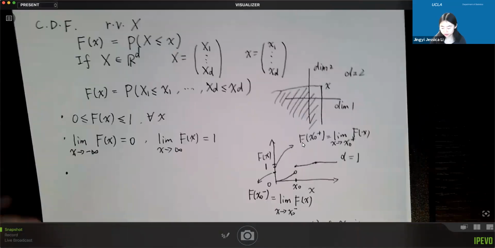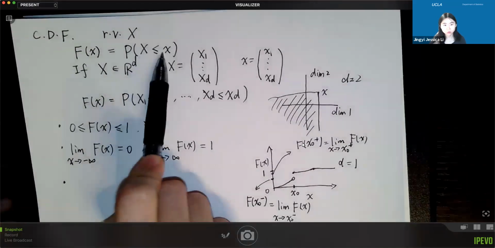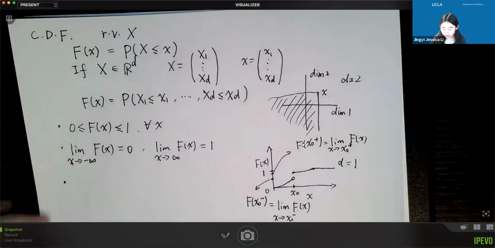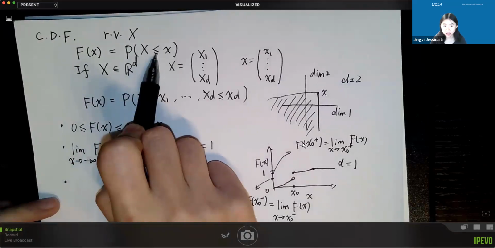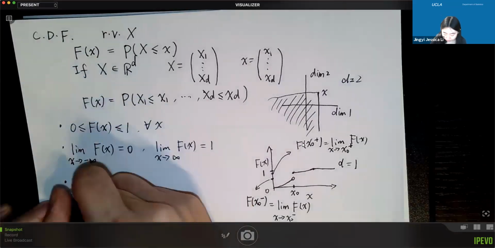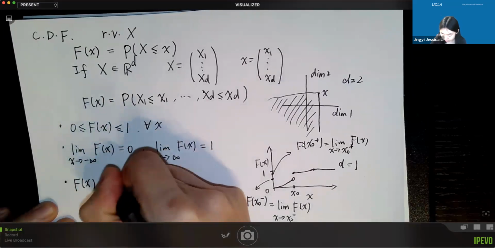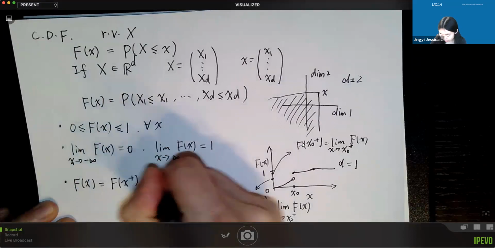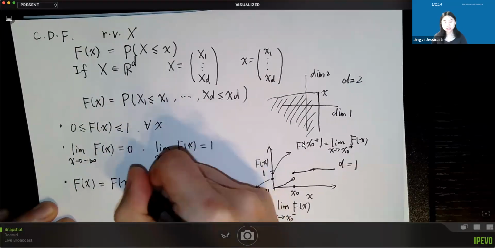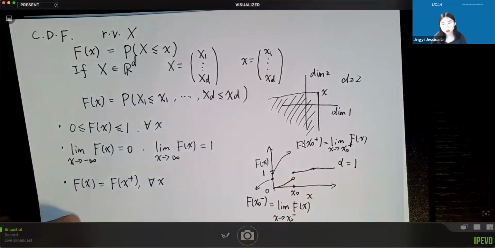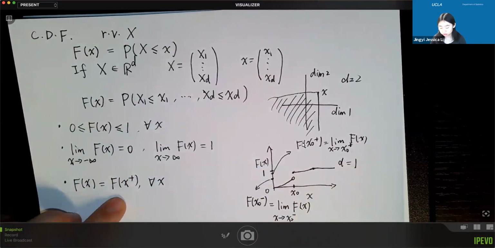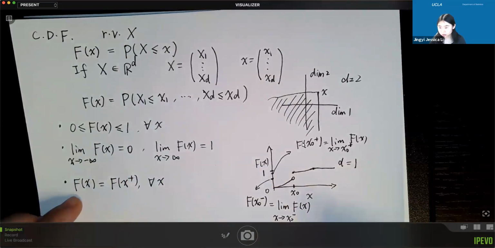Based on our definition of the CDF, because of this less than or equal sign, we have F(x) equals F(x+) for all x. That means for any point, no matter whether it's a discontinuity point or not, its right limit is always equal to F(x). That's just by our definition.